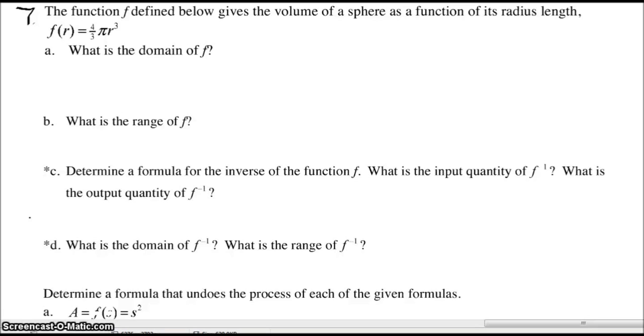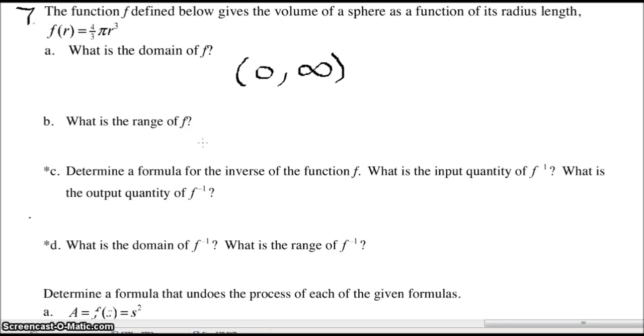The domain is the set of all possible inputs, and so it doesn't make sense to think of negative radii, but we could think of any numbers in between 0 going up to as big as we wanted our radius to be. So we could say that the domain is all the numbers from 0 to positive infinity. Notice I didn't include 0 because if the radius is 0 you won't even have a sphere, so you can't even talk about its volume. So I think these are all the possible inputs, any positive number basically.